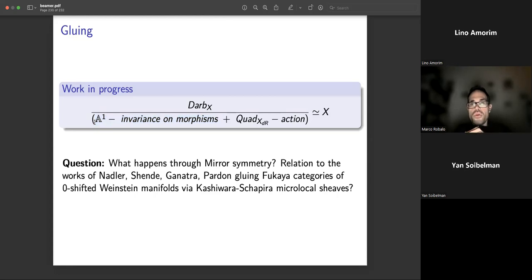So this is an open question. I just put it here. I hope to have some feedback. So it's what happens through mirror symmetry in this case. We know that LG pairs have mirrors. So can we relate what we're doing here to what is happening in the mirror to the LG pairs? That's something I've been trying to learn from people and to see if we can say something about this.